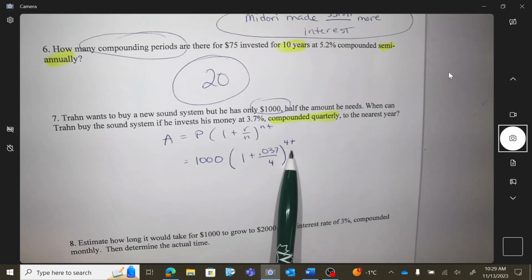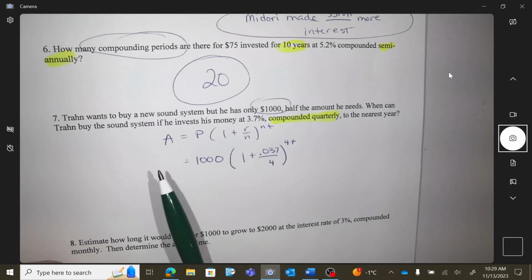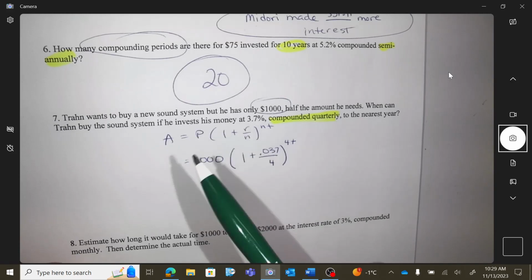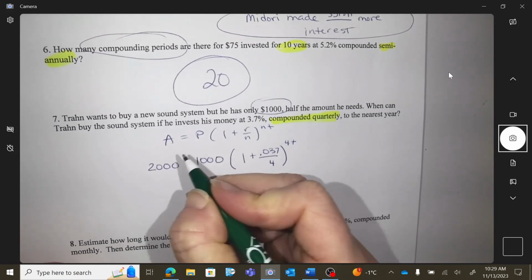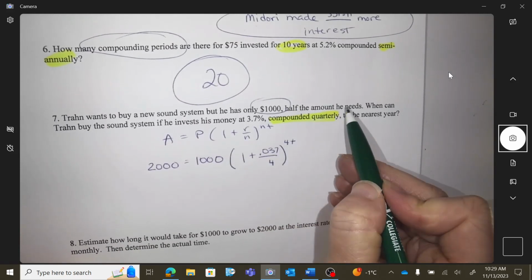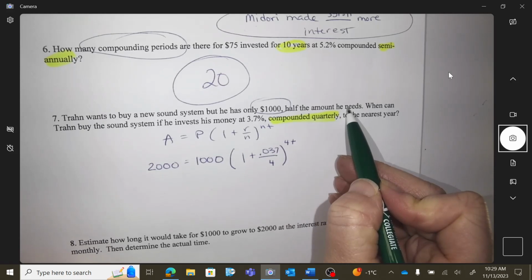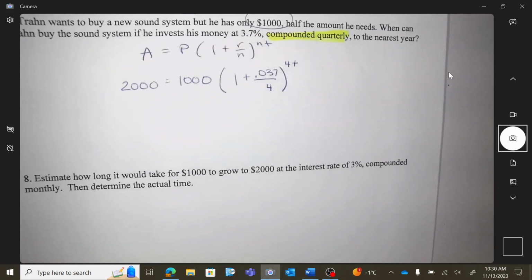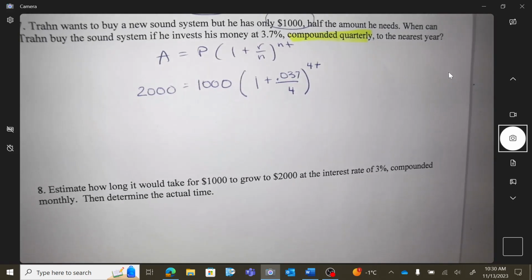And I don't know the time, so that's a variable. Does anybody know something I could put here? Because we need something to go there. 2,000. Because that was half of what he needed at the end, so he would need $2,000. Okay, what are you doing to solve this?